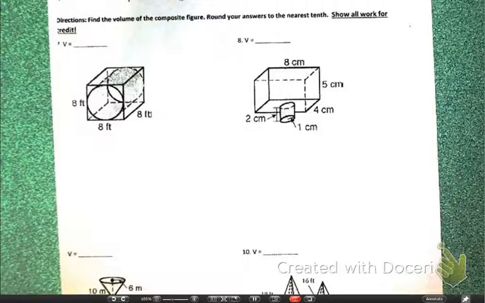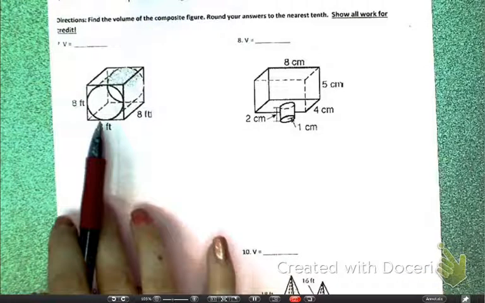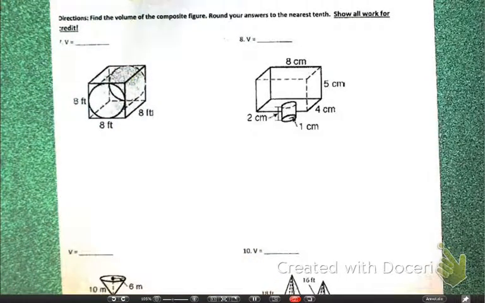We are going to look at composite figures. So what does this look like to you? Two figures put together, right? Okay, so we're doing the same thing we've been doing using the volume formula. We will just either have to add the volumes together or subtract the volumes based on what our figure looks like. So for instance, what two figures do you see here?